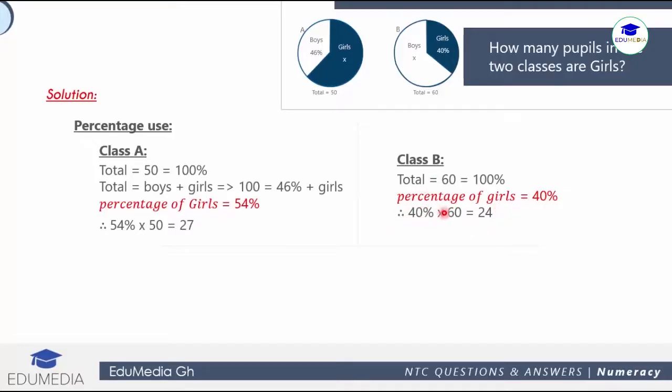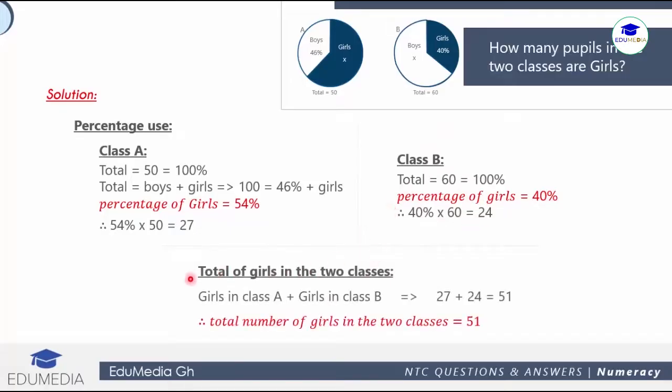Now the question is, how many pupils in the two classes are girls? To get that, we take the two numbers, add them together, and then we have our total number of pupils who are girls in the two classes. That is 51 here.